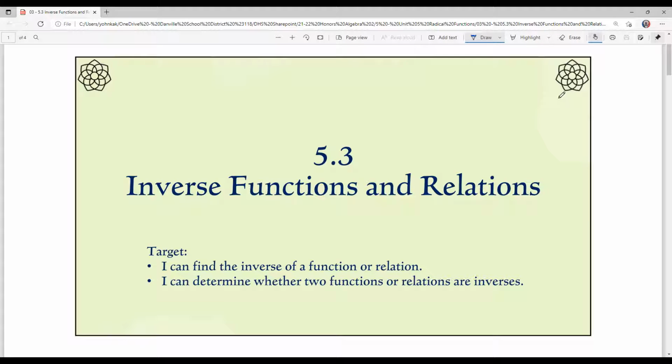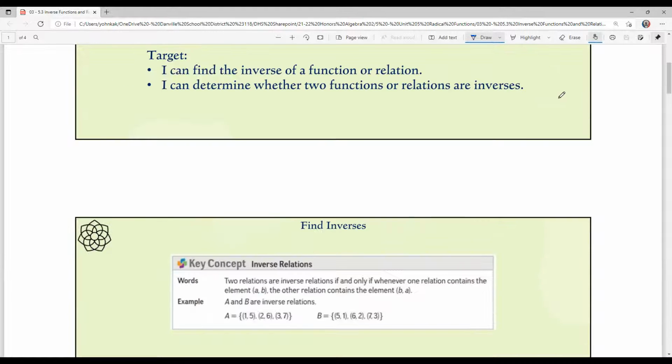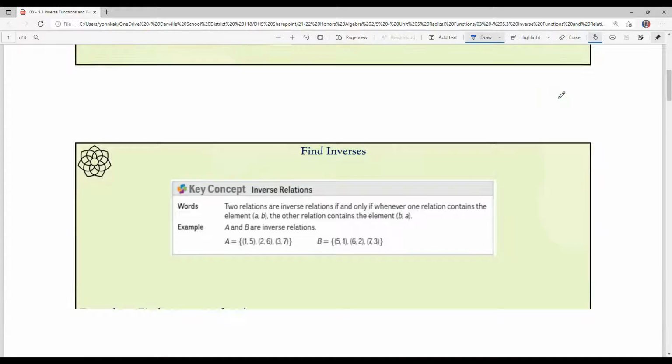Hey kids, welcome to section 5.3, inverse functions and relations. Today we're going to learn how to find the inverse of a function or relation, and then how to determine whether two functions or relations are inverses.